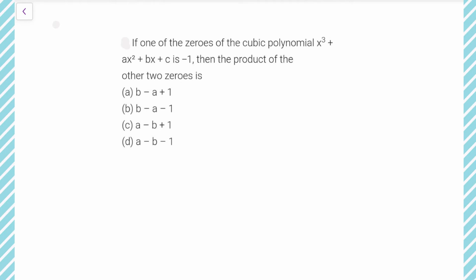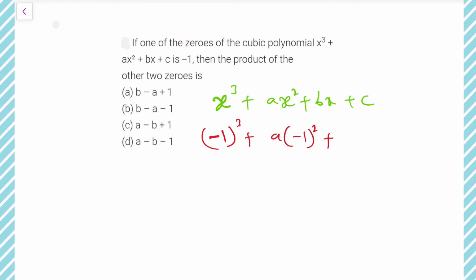Let us check once. The given polynomial is x cube plus ax square plus bx plus c. That's it, right? So now he is saying that one of the zeros is minus 1. So wherever I have x, in the place of x I will substitute minus 1. So it will become minus 1 whole cube plus a into minus 1 whole square plus b into minus 1 plus c is equal to 0. Then what will it become? Minus 1 whole cube is minus 1. Minus 1 whole square is plus 1. So plus 1 into a is plus a. Minus 1 into b is minus b, plus c is equal to 0.